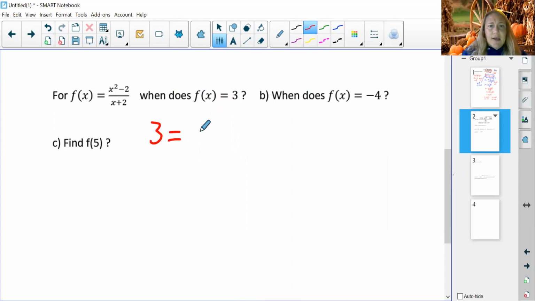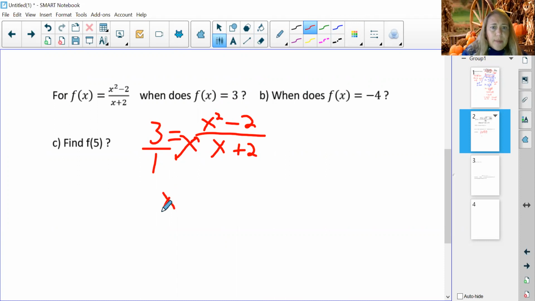And lots of students get here and are kind of stumped, right? They don't know what to do next, right? Because this is not a nice looking equation. Okay, but what I want you to do is think back to middle school when you learned how to cross multiply, right? So put this over 1 and then you're cross multiplying, right? Multiply this times this and this times this. Okay, so you would get x squared minus 2. And then over here, you would get, make sure to distribute, 3x plus 6.